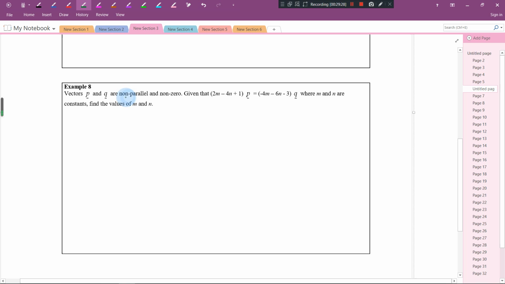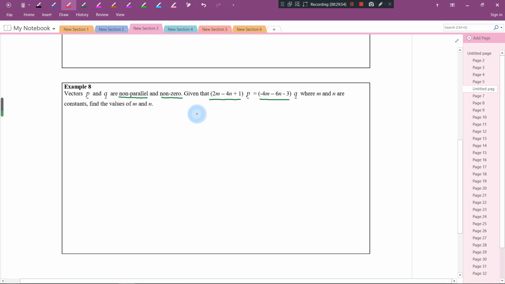Vector P and Q, non-parallel. Okay, non-parallel and non-zero vectors. So if they are non-parallel and they are non-zero vectors, we actually cannot write like this, right? If you still want to write this, it means this is 0, this is 0. Okay?